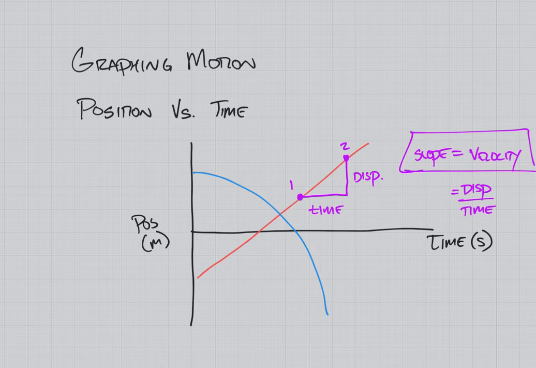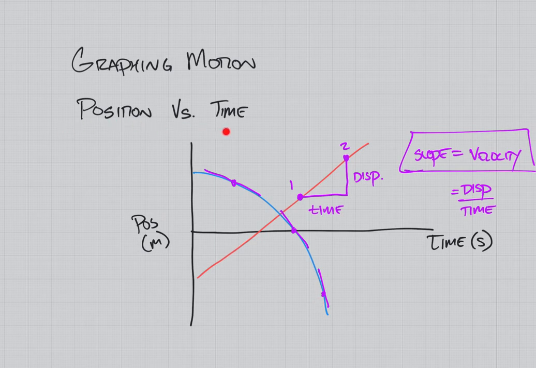Now, when we're looking at the blue graph, you can't really get an overall slope because we are accelerating. But what we can do is look at the slope as it's moving. If we took the tangent line here and here and here, we can see that this slope is getting steeper and steeper and steeper. So that's going to show something that is speeding up.